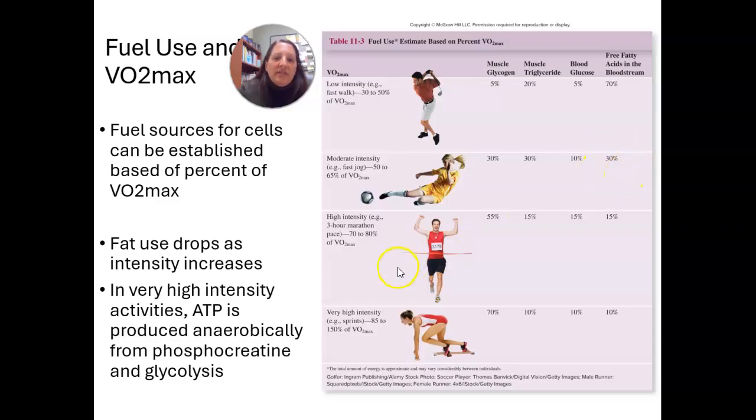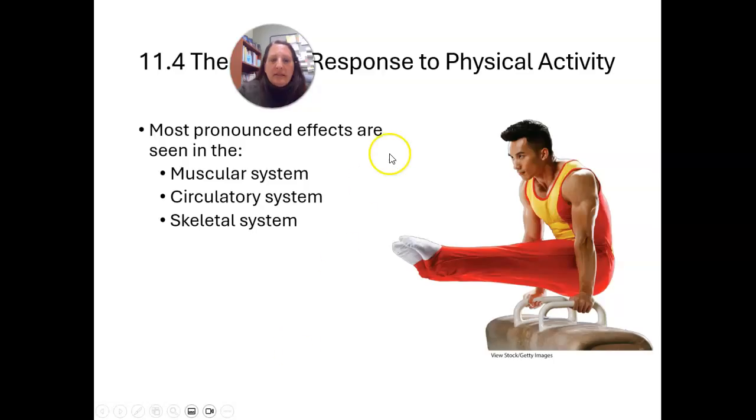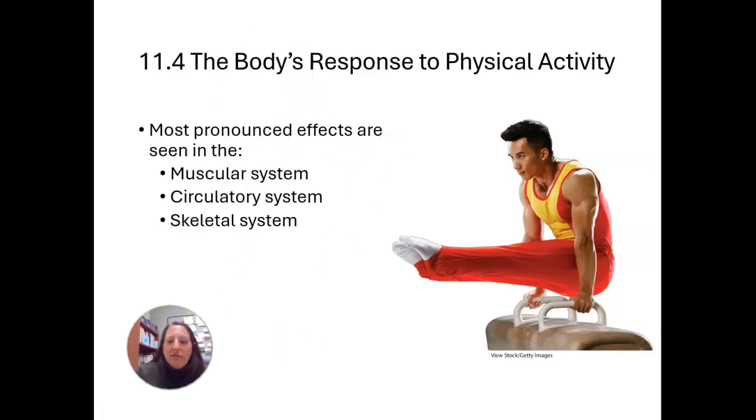As intensity increases even higher, so 3-hour marathon, your VO2 max will go up to 70 to 80%. And again, your muscle glycogen and your blood glucose that you're using go up, and the amount of fat that you're using goes down. As you get very intense, VO2 max 85 to 150, for example, sprints, your amount of glycogen goes up. Okay, and again, this is probably going to be anaerobic respiration, and the amount of fat being used goes down again. Okay, and that is the last slide of 11.3. We'll save 11.4 for the next video.